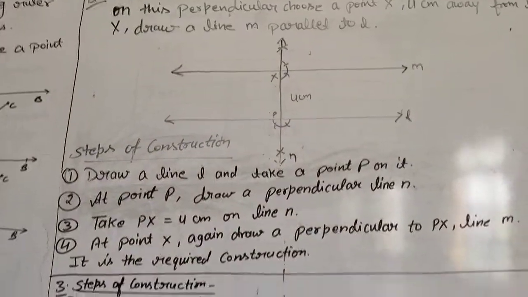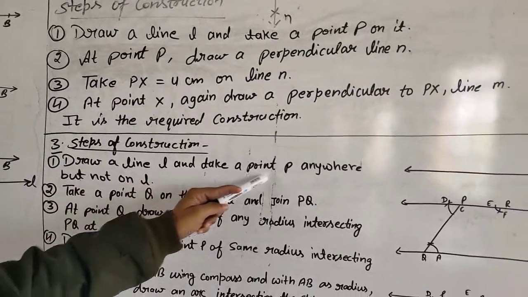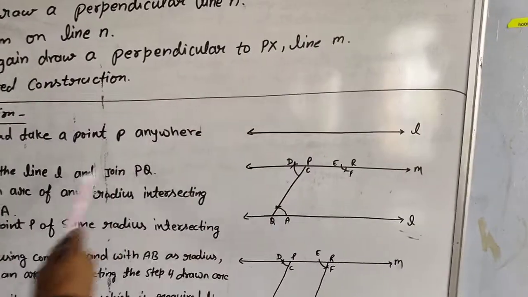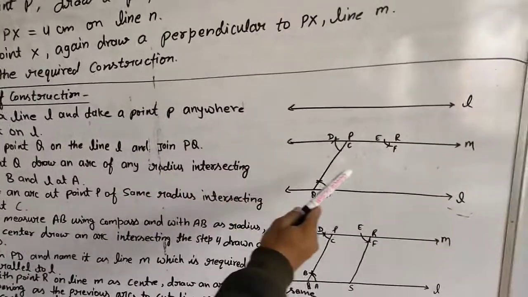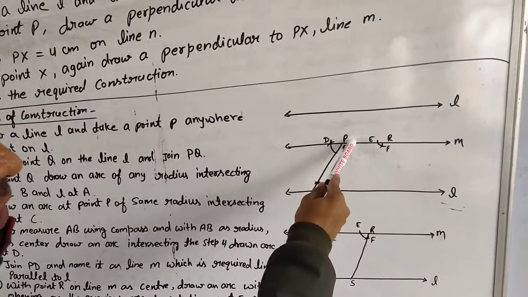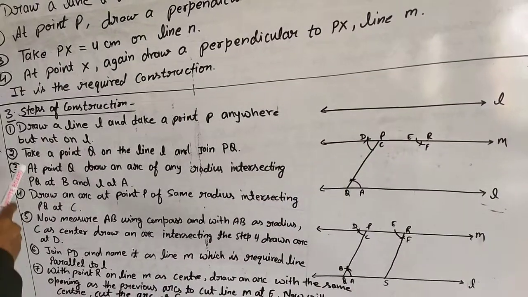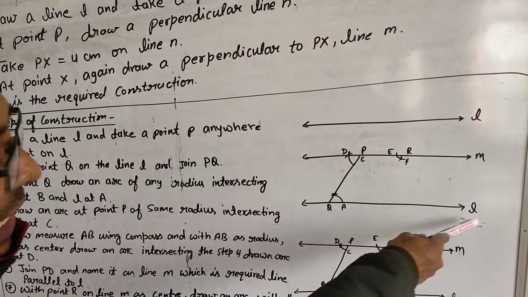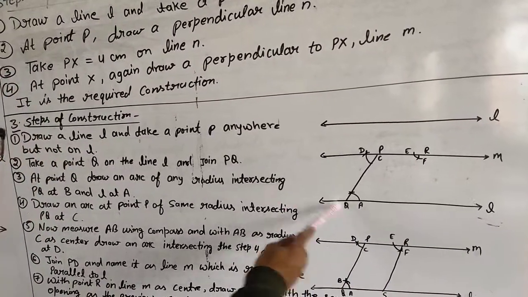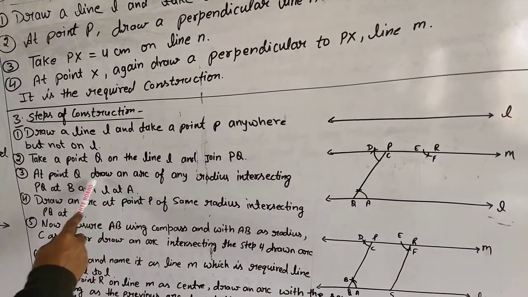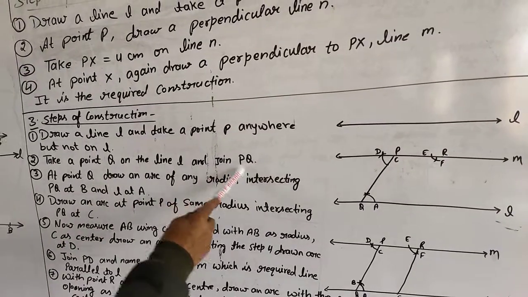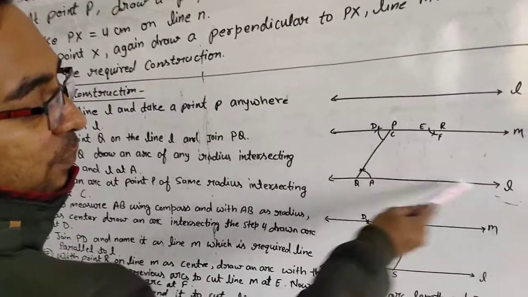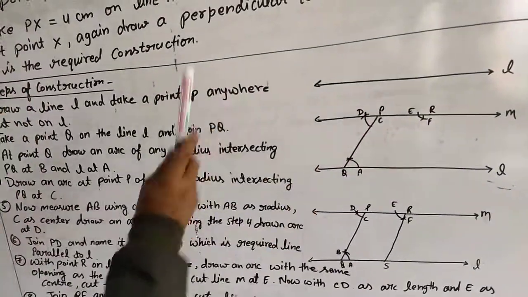Now question number 3: first draw a line L and take a point P anywhere but not on L. Take a point Q on the line L, and join PQ.